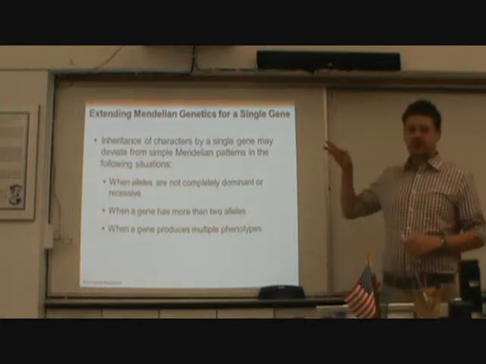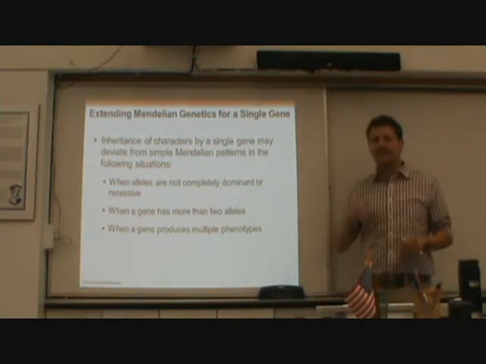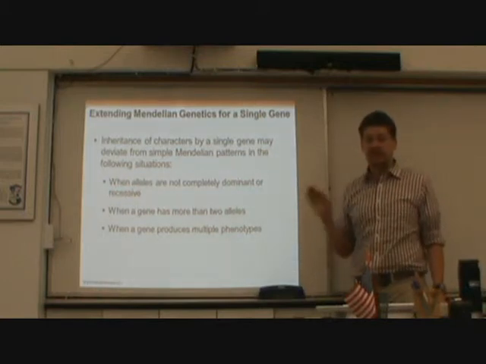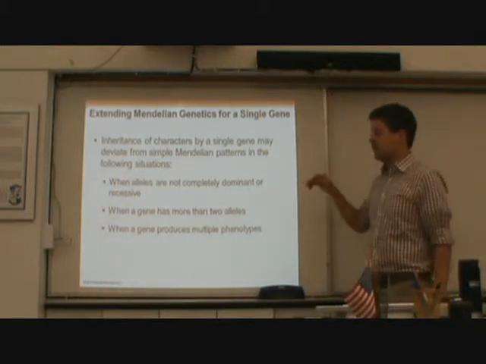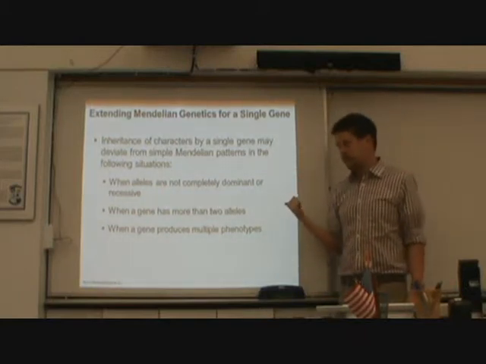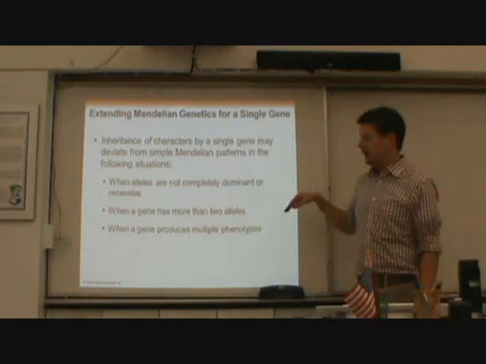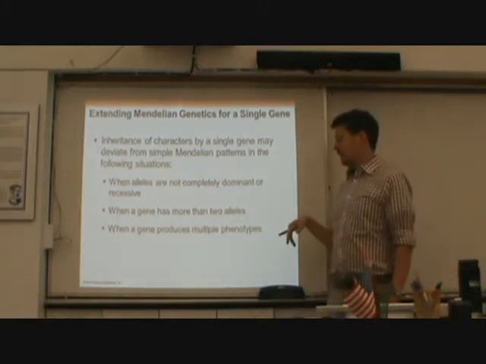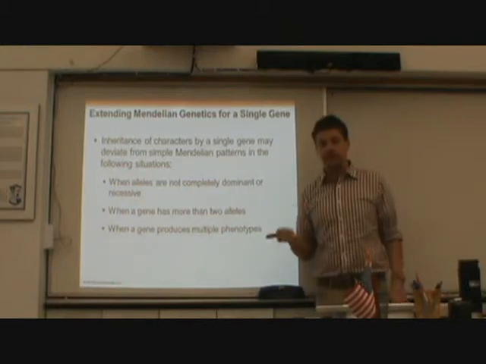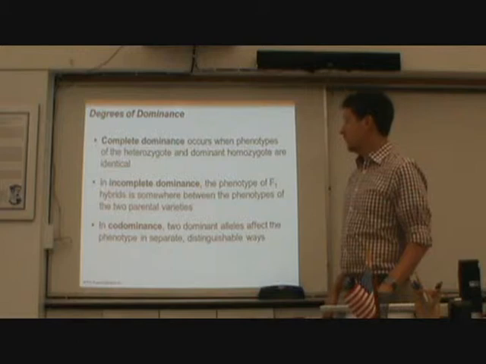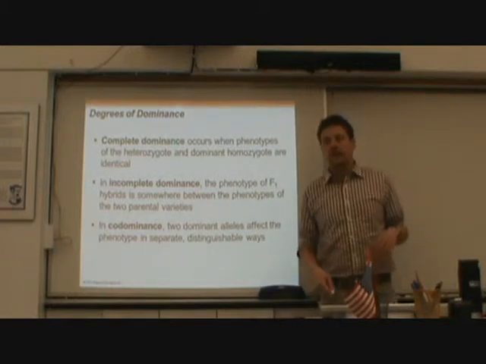So these are some of the situations in which you're going to see deviation from those simple Mendelian genetic principles. If you have alleles that are not completely dominant or recessive, we'll see that. If a gene has more than just 2 alleles, we'll see some examples of that. And when a gene produces multiple phenotypes, we'll also see that.